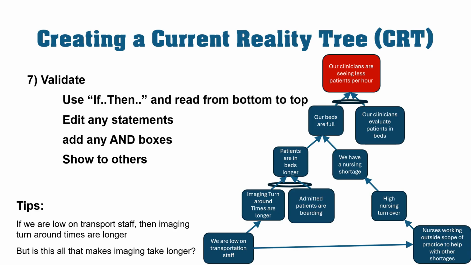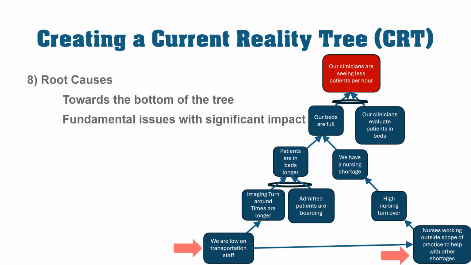So once you get down to the bottom of your current reality tree, you're going to find these fundamental issues that have significant impact. So these issues at the bottom we call root causes. And you're going to focus your fix here, because if you're able to resolve these, this whole tree kind of collapses up. The things above it all get fixed. That's one of the benefits of complex systems, that fixing one thing can actually help improve many things as they kind of move up the tree. So in this particular case, we would focus our fix on our transportation staff.